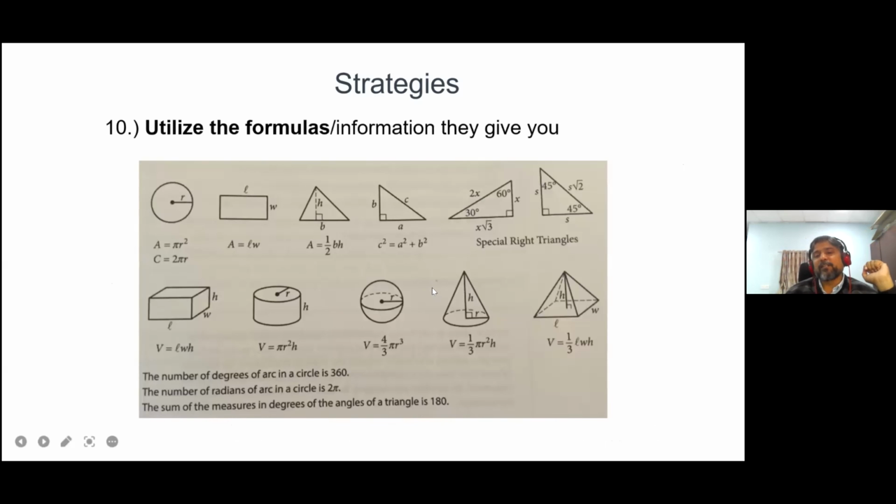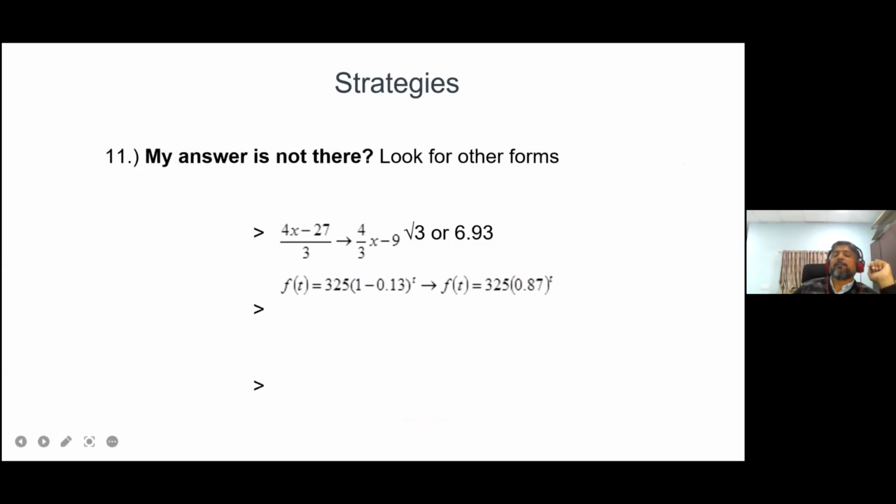Utilize the formula or information that is provided to you. So we've already discussed this part. You need not cram up all the formulae.